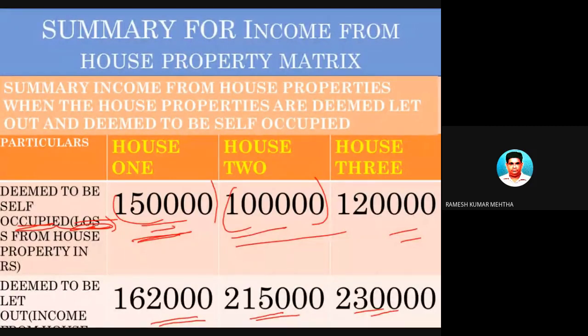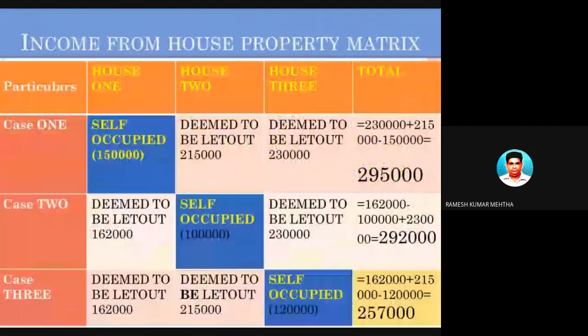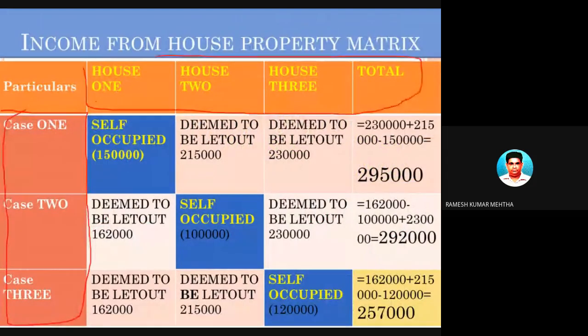Next is the matrix. So what is the matrix? Cases are written here and houses are written here. What is case one? House one is self-occupied and the other two are let out. What is case two? Case 2 is house number 2 is self-occupied and the other two are let out. Case number 3 is the third house is self-occupied and the other two houses are let out. So let's go further and discuss.